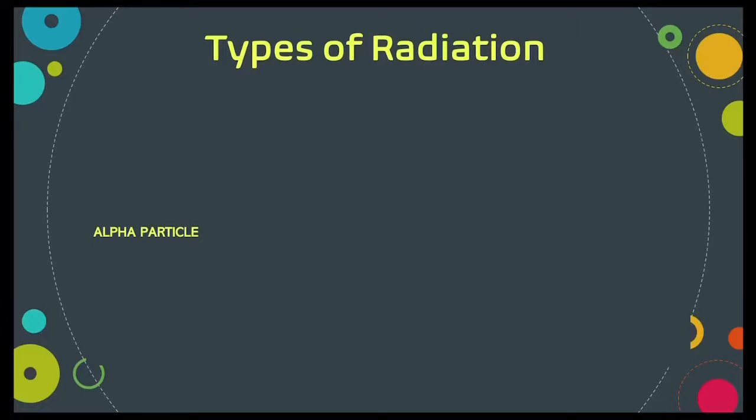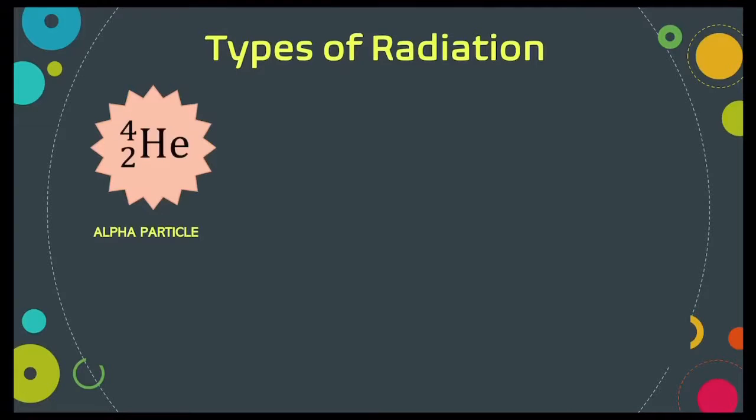Now let's look at specific types of radiation, starting with the alpha particle. The alpha particle is symbolized using the helium symbol with a mass number of 4. Remember, this number represents the mass number for an isotope, and the bottom number represents the atomic number or the number of protons for that isotope.